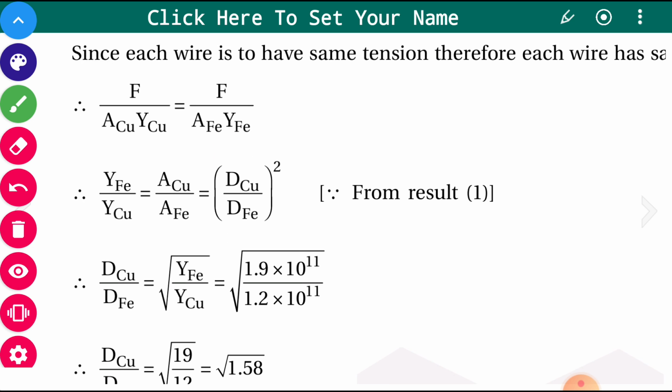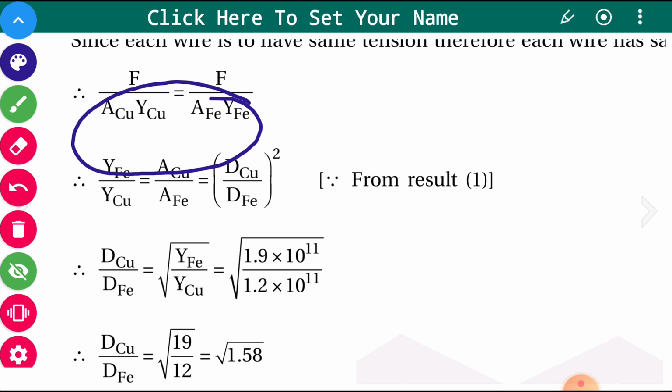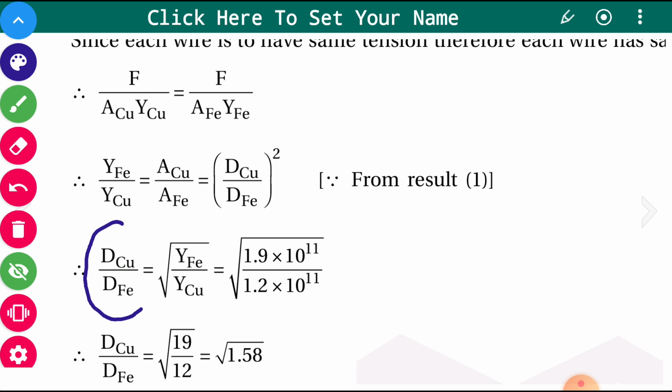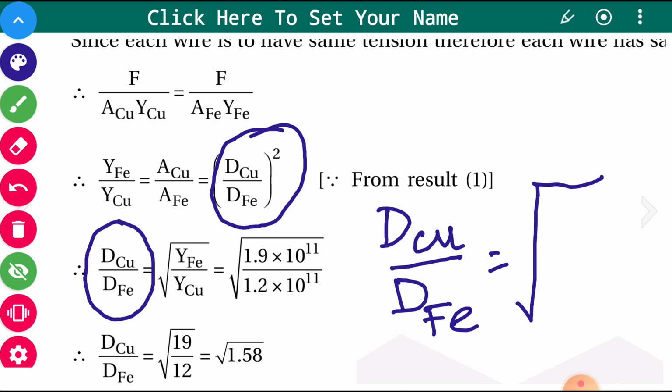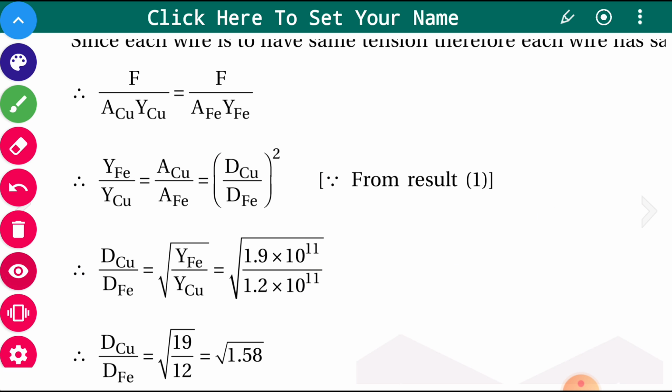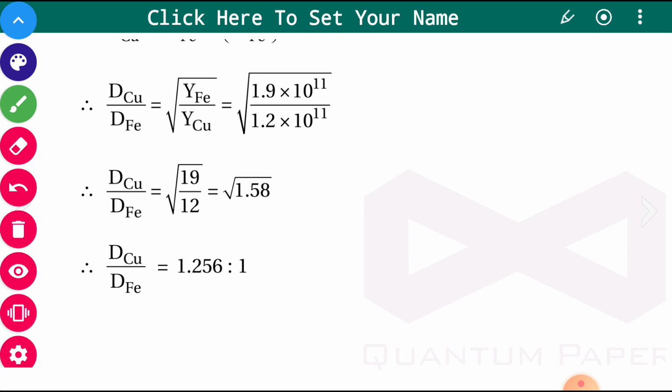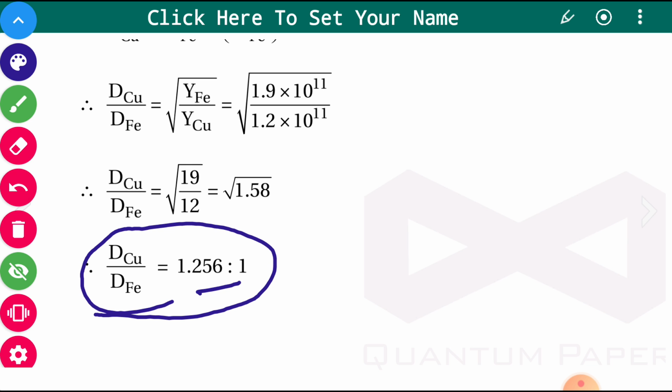So it is substituted here and just write the values. Then this dCu upon dFe can be made the subject of the formula by taking the square root. So dCu upon dFe is the square root of Young modulus of Fe upon Young modulus of copper. Just place the values, take the square root, because these two will be cancelled out. Okay, and you will get the answer dCu upon dFe as 1.256:1.